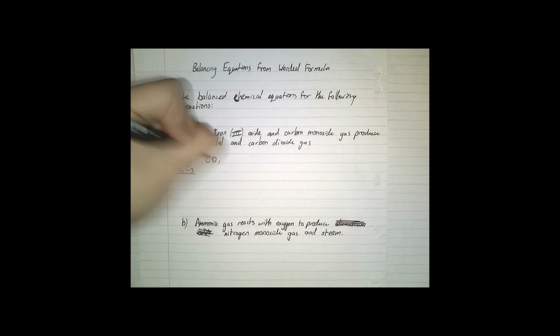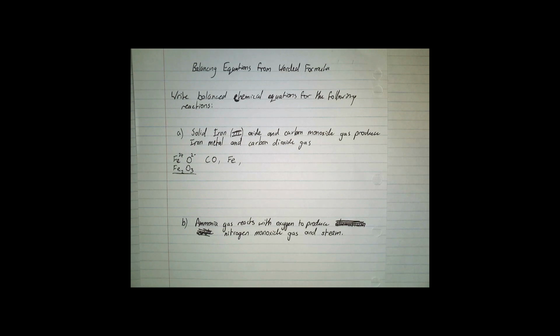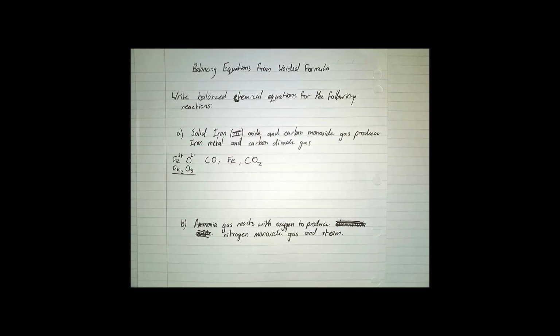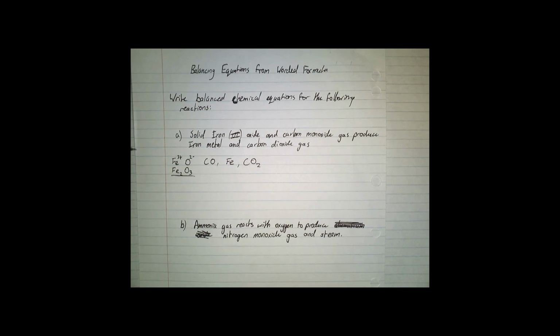We also have carbon monoxide, so C and mono means 1, so C for carbon, 1 oxygen. We also have iron metal, which will just be Fe, and we have carbon dioxide gas, so C for carbon, di meaning 2, so 2 oxygens, CO2. So there are all of our elements. We now just need to put them into a chemical equation and balance them.